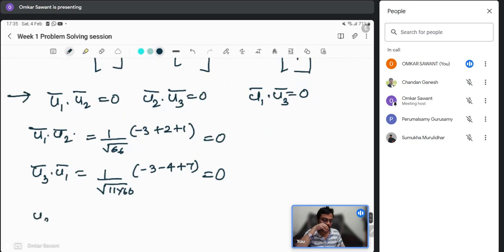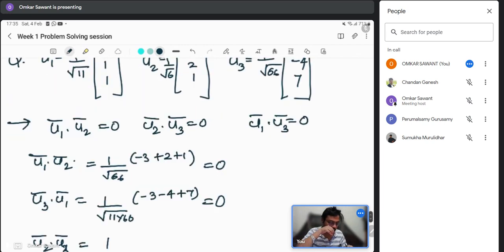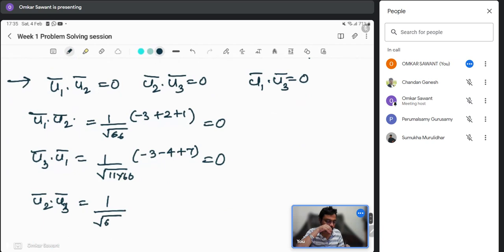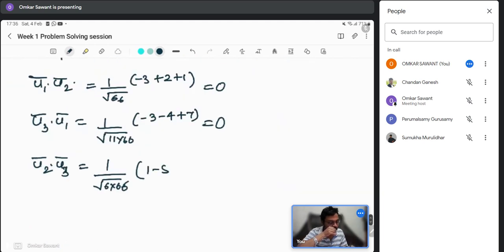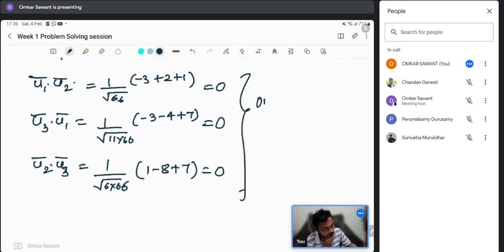Even if you check with this, you will get the value 0. Check, you will get 1 minus 8 plus 7. It will also be 0. So this is an orthogonal basis of the real values. Okay? Is it clear? Yes, sir.